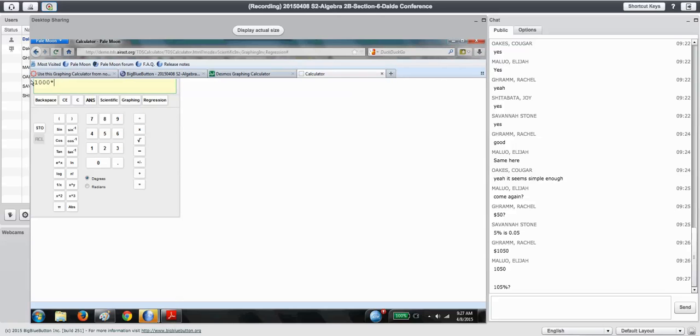Yes, Elijah, exactly, 105%. If I were to convert 105% into a decimal, that would be 1.05. Because the 0.05 accounts for that extra 5%, and then the 1 accounts for the first 1,000 that you put in there in the first place. So it's 1050. That's going to be your answer. Are we cool with that, Elijah?